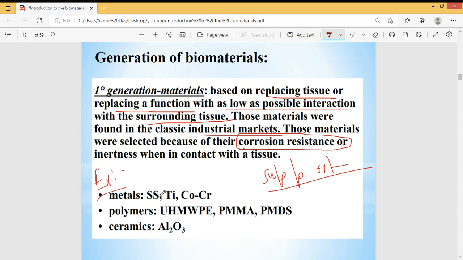Examples of first generation biomaterials are stainless steel, titanium, and cobalt chromium alloy. Polymer based ones are ultra high molecular weight polyethylene and polymethyl methacrylate, and ceramic based are alumina, zirconia, etc.